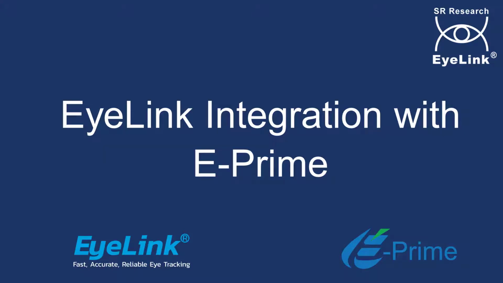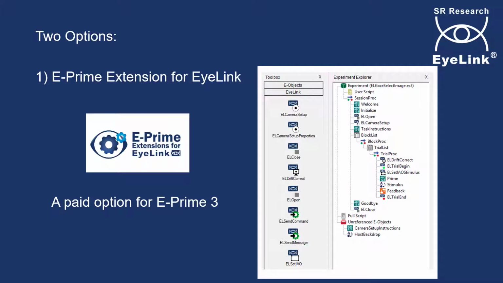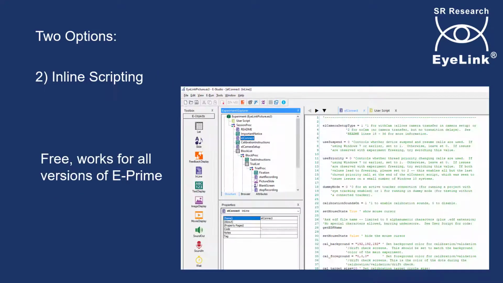Welcome. In this video tutorial I will illustrate how to integrate EyeLink eye trackers with experiments created using the stimulus presentation software ePrime. There are two ways in which this can be done. You can integrate ePrime with EyeLink systems using the ePrime extension for EyeLink, which is a paid option available for ePrime 3, or via the use of inline scripting to call items from our developers kit, which is free and works for all versions of ePrime. This video describes the second approach.